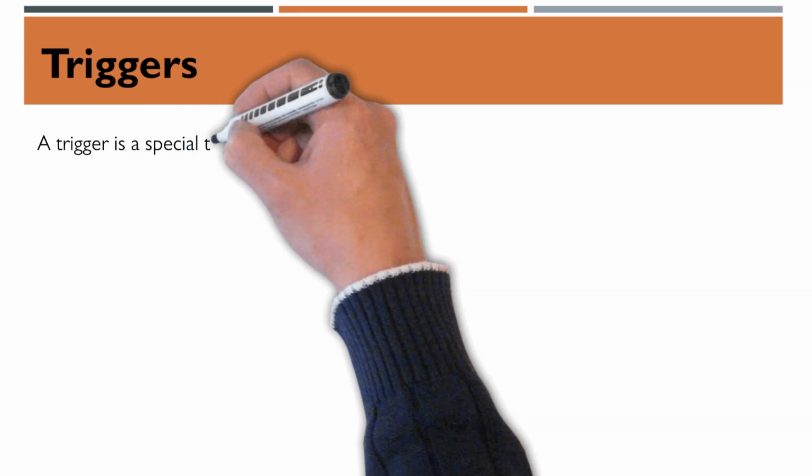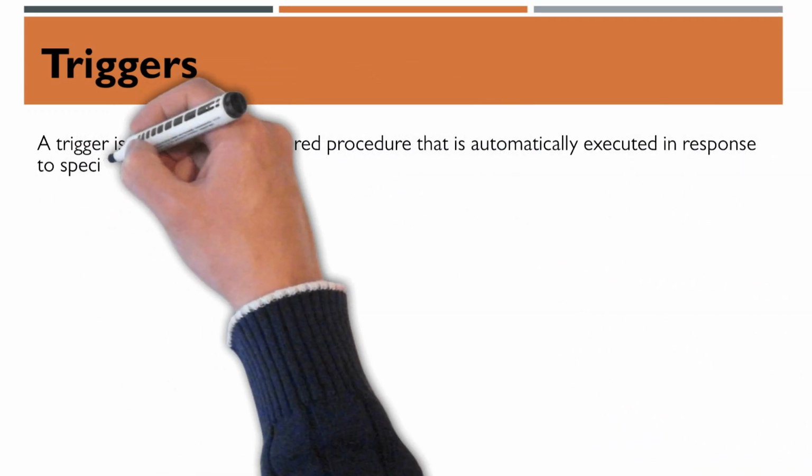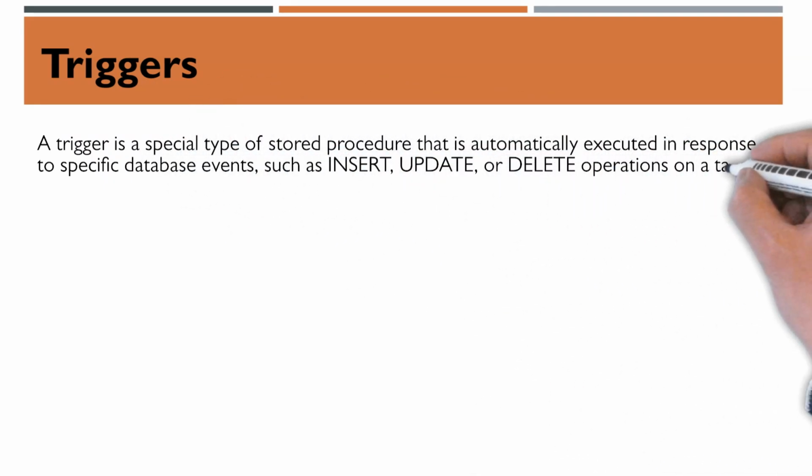In this lecture, we'll be taking a look at triggers. A trigger is a special type of stored procedure that is automatically executed in response to a specific database event, such as an insert, update, or delete operation on a table. Triggers are used to enforce data integrity rules, perform data validation, and automate certain tasks.